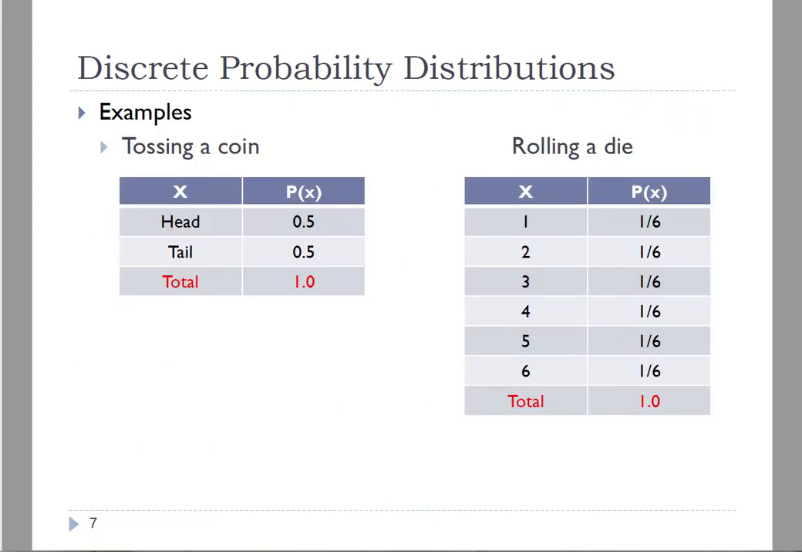Let's look at this. Think about tossing a coin. There's only heads and tails, right? You have a 50-50 chance. So if you add the probability of tossing a head, which would be 0.5, and the probability of flipping a tail, that's 50%, the summation, the total, is going to be 1. The same thing is true for rolling a die. There are only 6 sides, so you've got a 1 out of 6 chance of rolling a 1. Same for 2, 3, 4, 5, and 6. As you can see, the summation is equal to 1.